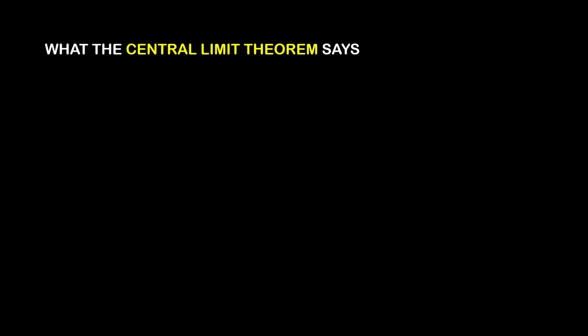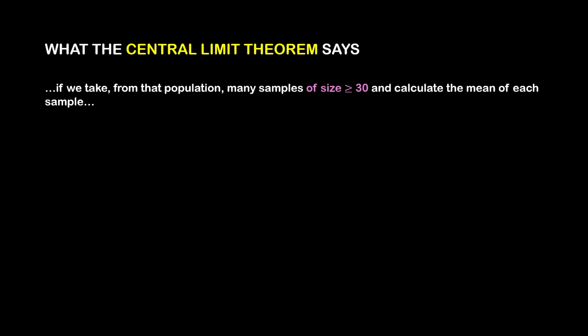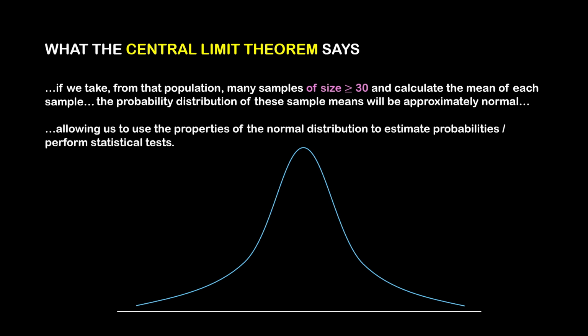So if you recall what we've seen in the previous videos, the central limit theorem states that regardless of the shape of the distribution of the population under study, be it normal, right skewed, left skewed, exponential, uniform, etc., if we take from that population many samples of size greater than or equal to 30 and calculate the mean of each sample, the probability distribution of these sample means will be approximately normal, allowing us to use the properties of the normal distribution to estimate probabilities or perform statistical tests.